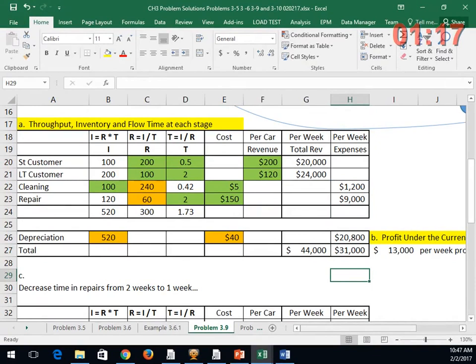I will tell you, I will not give you anything this complicated on an exam. So don't start stressing that this is what you're going to see on an exam. What I do want you to see is the multiple ways that you can use it and how you have to think through what does inventory represent, what does throughput represent.